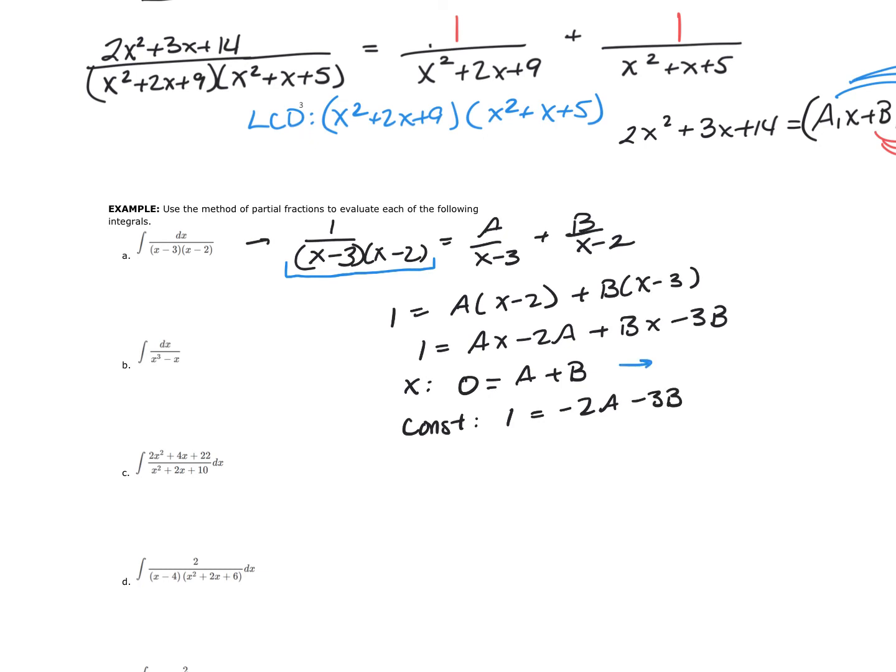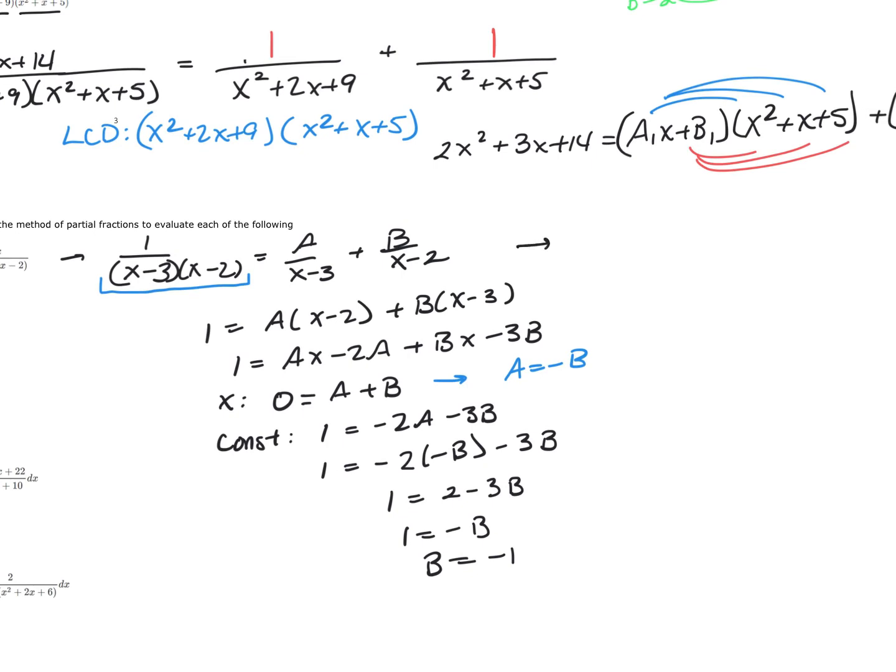From this first equation, I'm going to get a is equal to negative b. So going down here, I have 1 is equal to negative 2 multiplied by negative b minus 3b. 1 is equal to 2b minus 3b. 1 is equal to negative b. b is equal to negative 1.